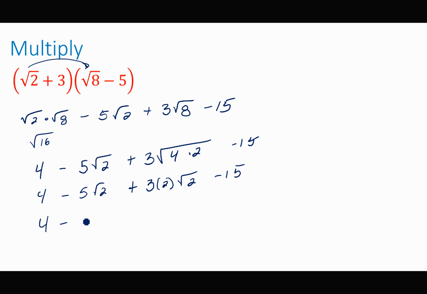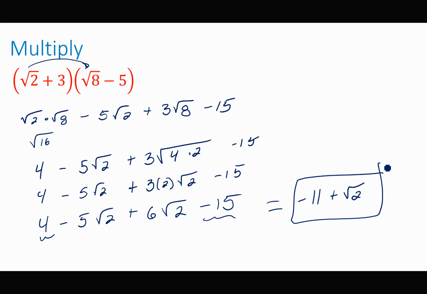So I have 4 minus 5 root 2 plus 6 root 2 minus 15. I could combine the 4 and the negative 15 to end up being a negative 11. Negative 5 plus 6 would be just a positive 1, or just positive root 2. But you cannot combine like radicals or like terms until you get those to be the same. If it's dealing with square roots, we got some simplification that we can do.